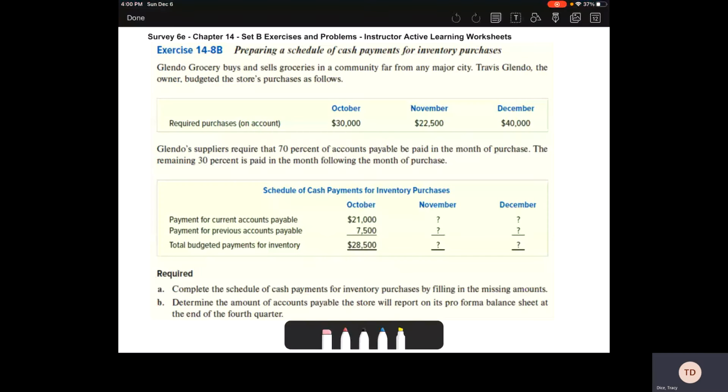Hello everyone. This video is going to cover exercise 14.8b, preparing a schedule of cash payments for your inventory purchases. Glendo Grocery buys and sells groceries in a community far from any major city, and the owner budgeted the store's purchases as follows. So, required purchases in October, November, and December.